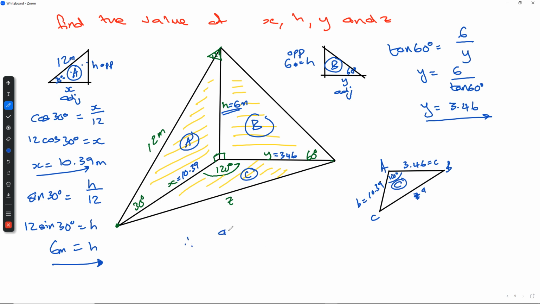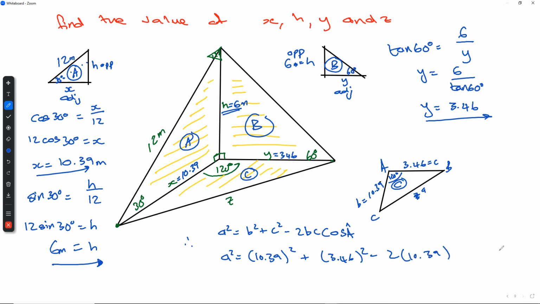And so therefore, A squared will equal B squared plus C squared minus 2BC cos angle A. And so A squared will equal B squared, which will be 10.39 squared, plus C squared, which is going to be 3.46 squared, minus 2 times 10.39 times 3.46 cos 120 degrees.